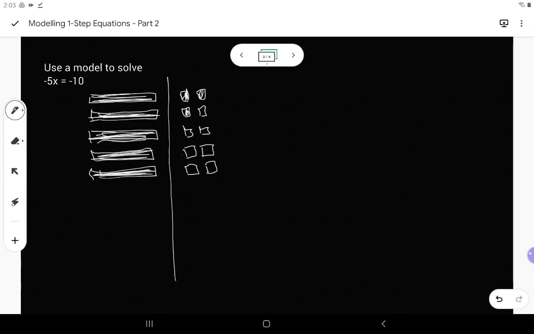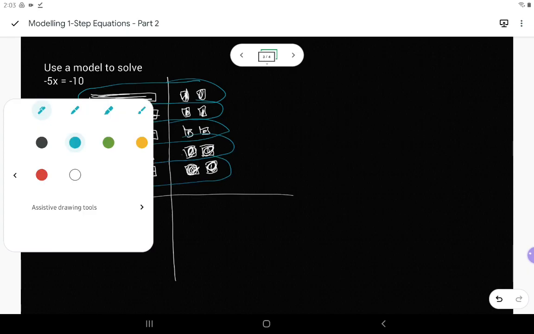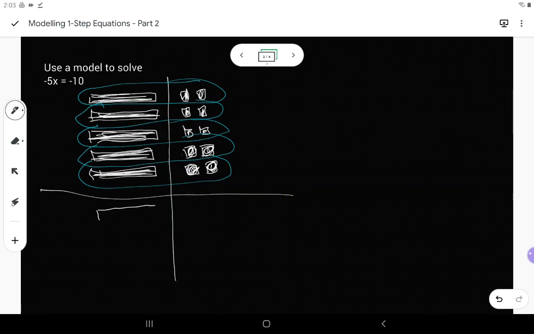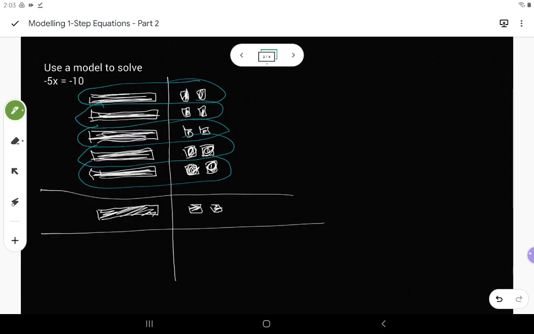Okay, so when I color these guys in, you can see I've got 5 rows. Each row has one negative x as well as 2 negative 1s, right? So each contains a negative x and 2 negative 1s. Okay, so I'm going to now state what each group holds. Each group holds that negative x and my 2 negative 1s. Okay, and then I need to not have my answer as negative x.